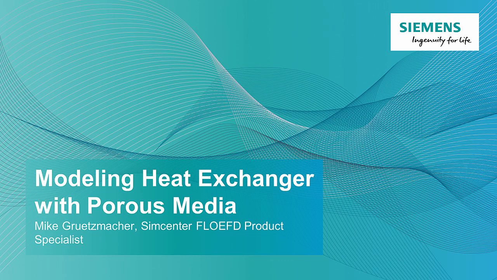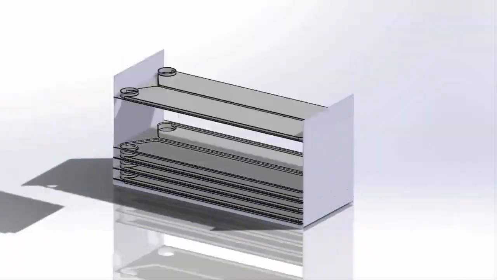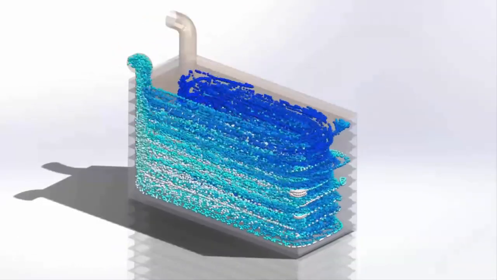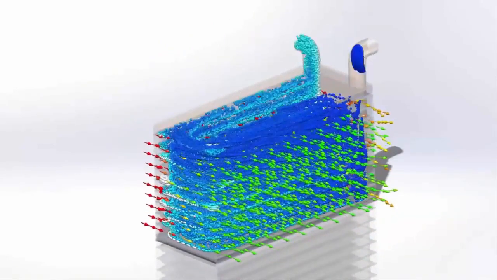We will have a look at a CFD heat exchanger simulation with porous media as surrogate material. Heat exchangers are used in all kinds of industries. In the automotive industry, for example, as air-water radiator, for engine and oil cooling, as an intercooler, or for air conditioning and so on.